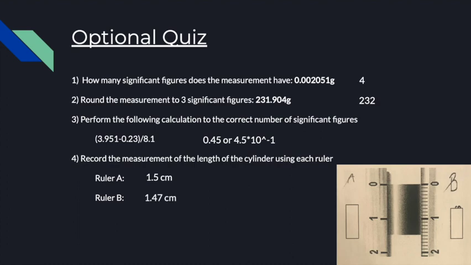Number 4, ruler B can also vary. It doesn't have to be 1.47, it could be 1.46, 1.45, something like that. But between 1.4 and 1.5, something reasonable is acceptable.